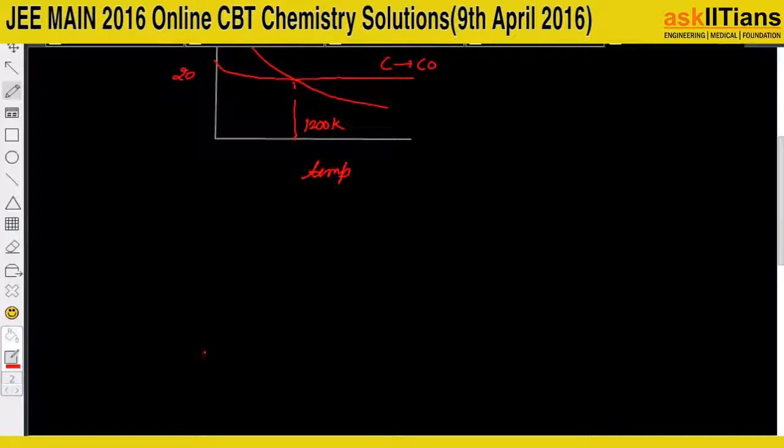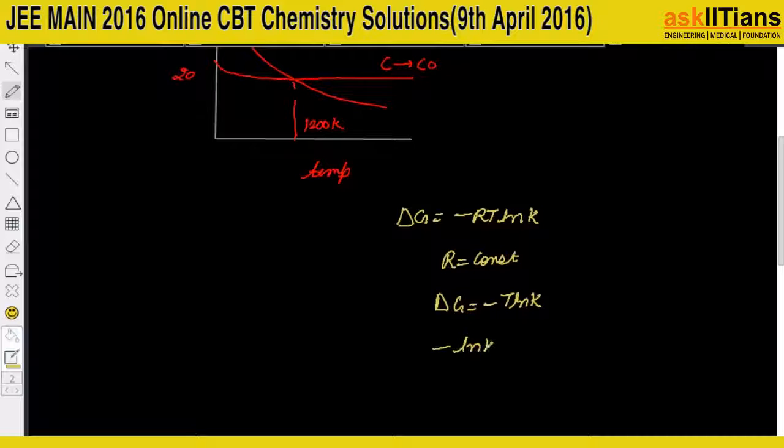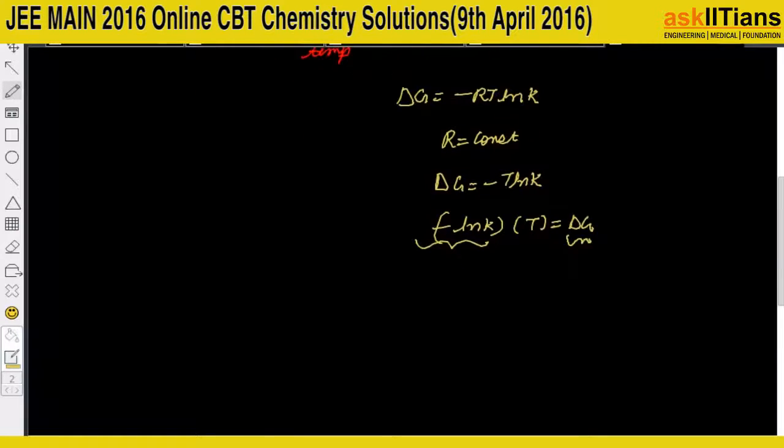Now students, listen very carefully to the explanation which I'm going to give for this particular question. We know that delta G is equal to minus RT ln K. That means if I take R as a constant, I can say delta G is minus T ln K, or I can say minus of ln K times T is nothing but delta G. That means whether I'll be talking about minus ln K or delta G, that will be one and the same thing.